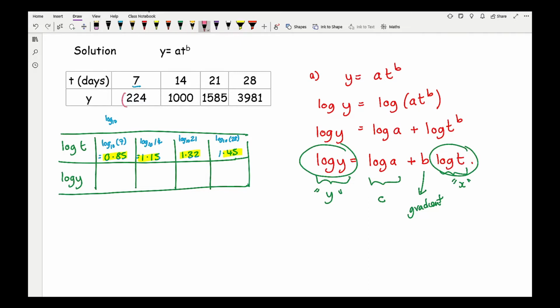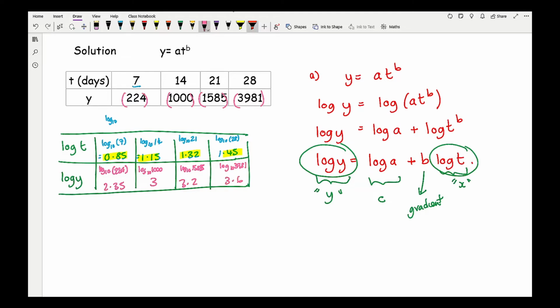Again, all I'm going to do is take the log base 10 of these 4 numbers. So I've got log 10 of 224, and that gives me a value of 2.35. Here I've got log 10 of 1000, which gives me a value of 3. Then here I've got log 10 of 1585, in which I get a value of 3.2. And then finally I've got log 10 of 3981, which gives me a value of 3.6.